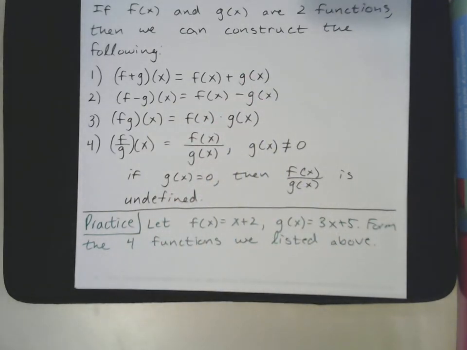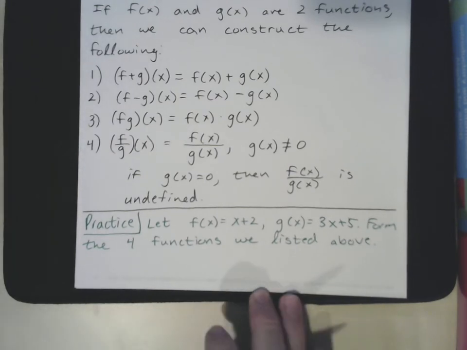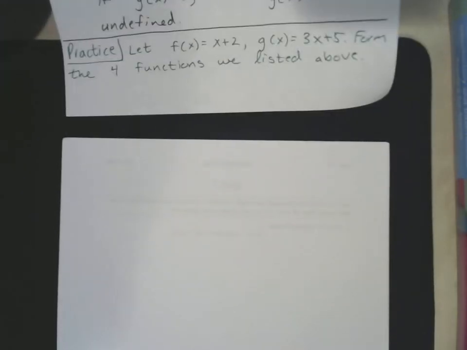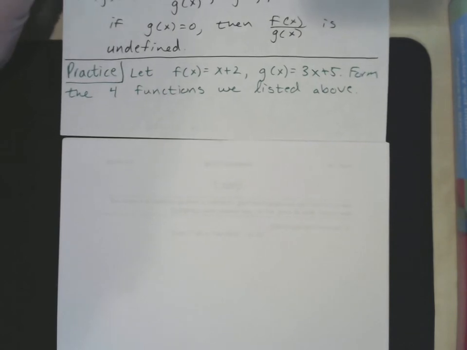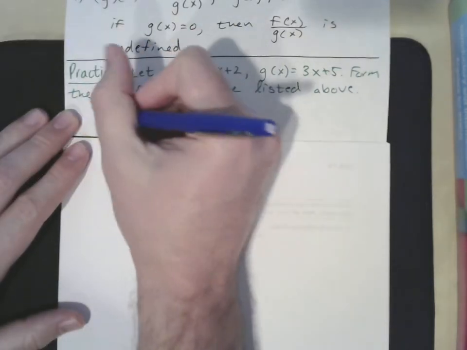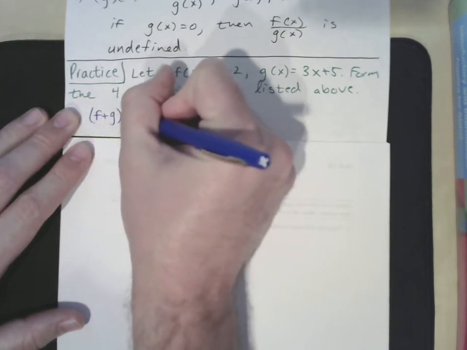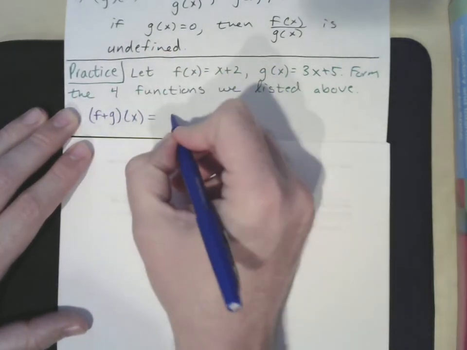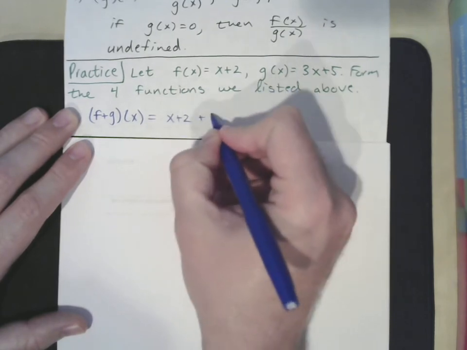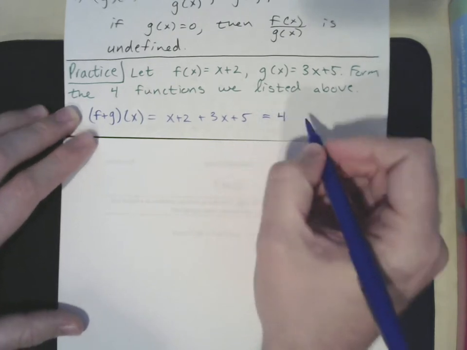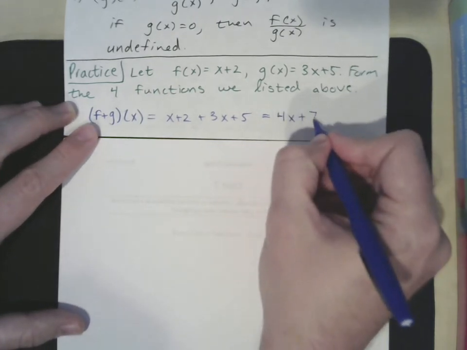I'm going to go over them now. Okay, so I'm going to start going through these. Hopefully you've come up with your answers. So number one, f plus g of x is just going to be x plus 2 plus 3x plus 5, which is 4x plus 7.